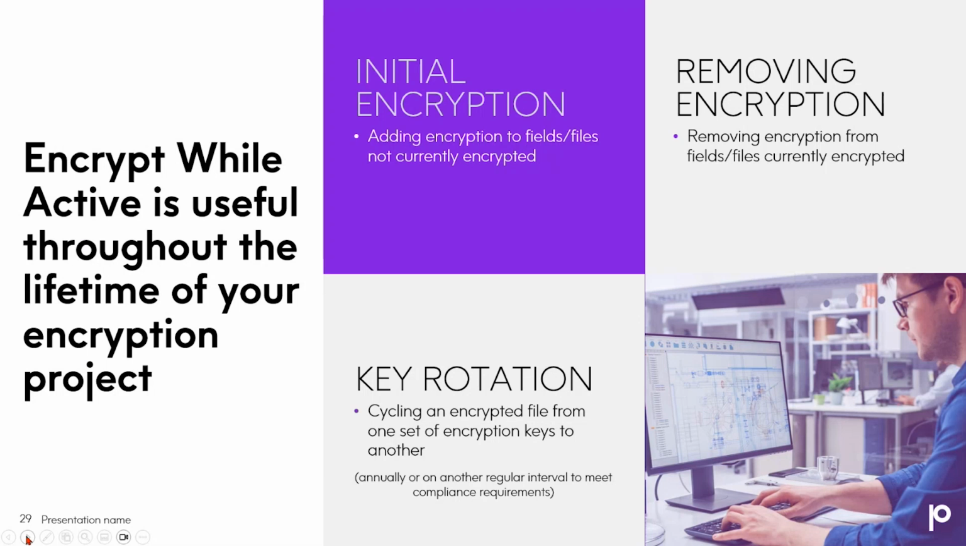So encryption while active, it's useful throughout the lifetime of your encryption project. The initial encryption, that's the big one, where we need to add the encryption to the fields in the files that are currently not encrypted, and that's the one that can take a lot of time. Now, if you want to remove encryption for some reason, maybe you changed your mind, you encrypted a field, and now you feel like you shouldn't be encrypting it, then you need to decrypt it, right? Well, you can also use Encrypt While Active for that if it's a large file. And then the key rotation that we were talking about, or rolling the keys, that's going to be a decrypt of the encrypted copy of the file, and then a re-encryption with a new key, and then move back into production. So it's relevant all the time, right? Anytime you're dealing with encryption, you may need to use this technology if the file is large enough. Next slide, please.